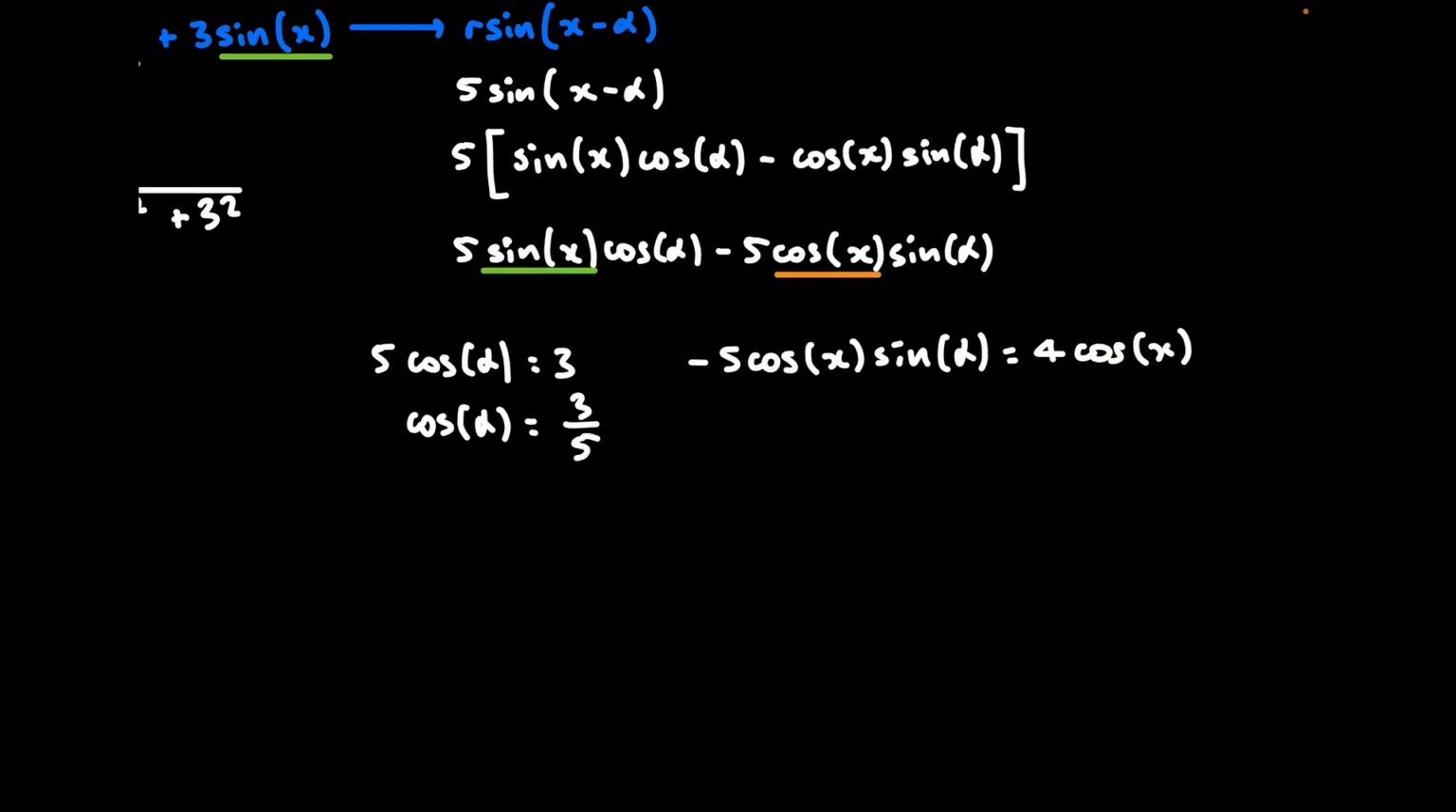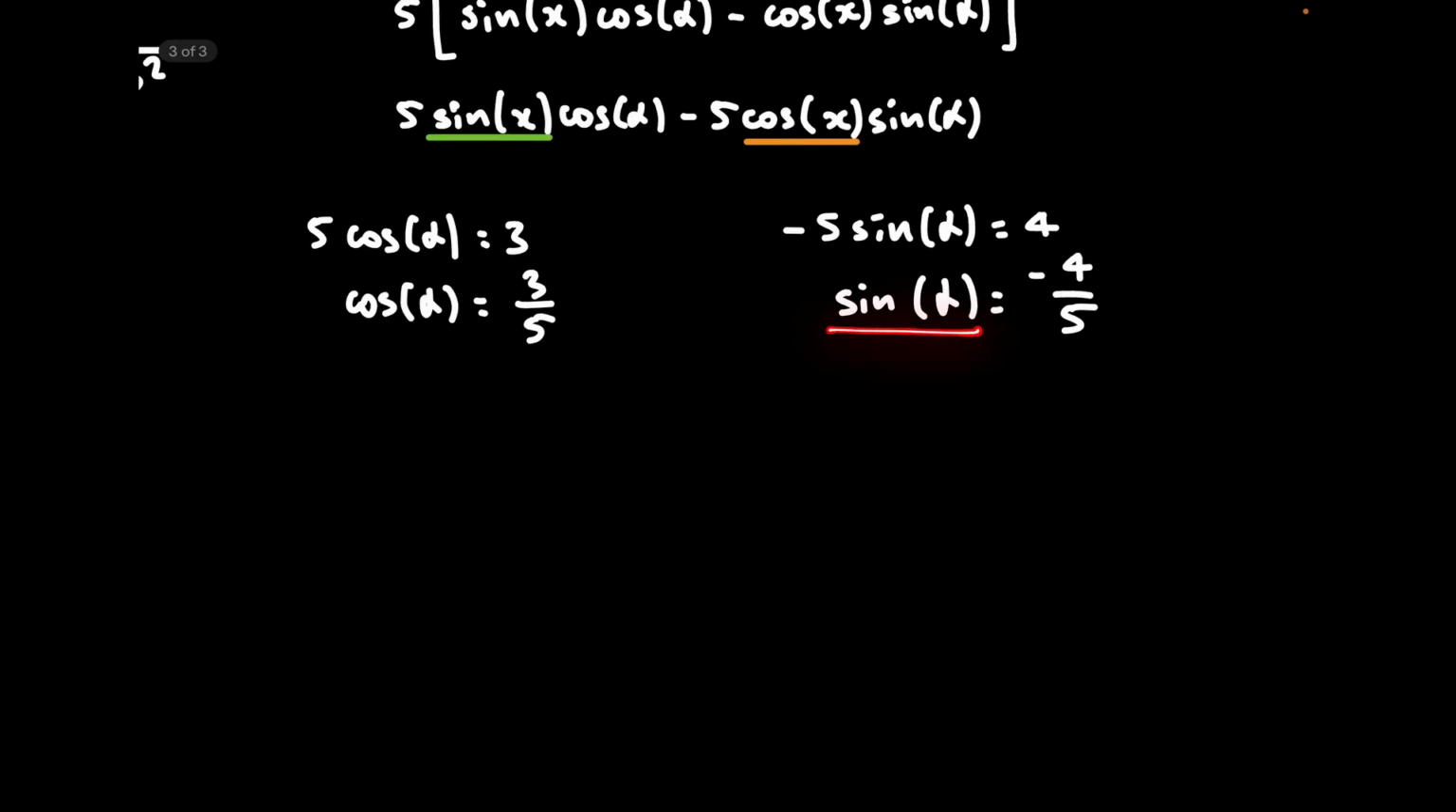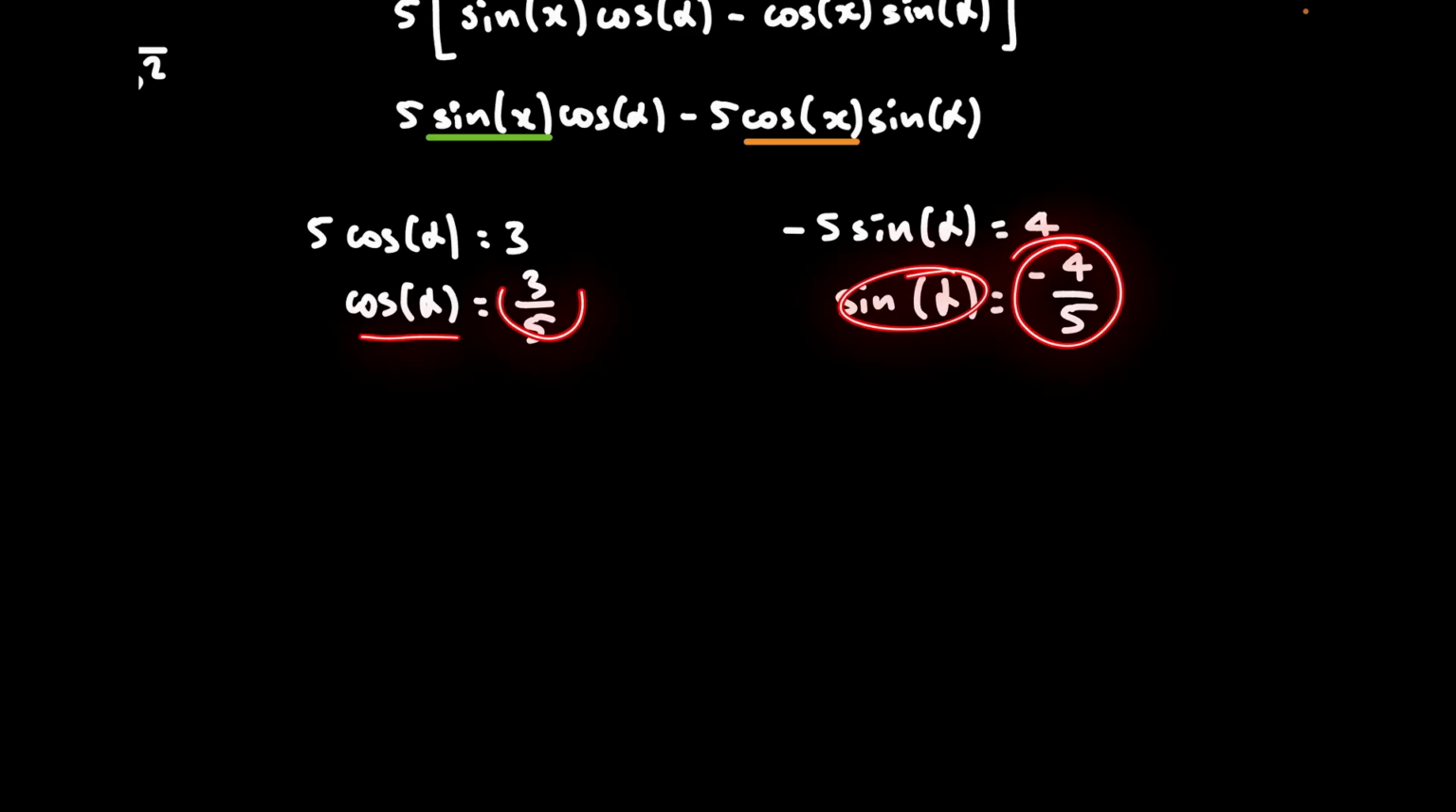But now we can cancel out the cos x on both sides, and we can say that it's the same as this equation here: minus 5 sin alpha equals 4. And that would simply mean that sine of alpha is equal to minus 4 over 5. So we know that sine of an angle is negative, and cos of an angle is positive.